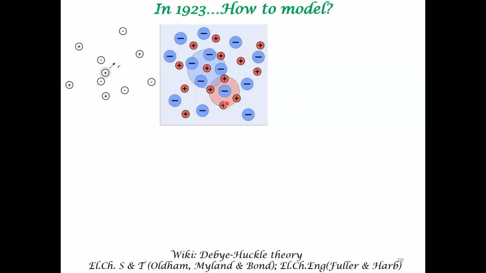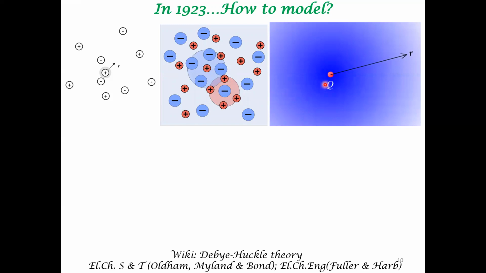The way Debye and Huckel, these are two different people, thought through this model is that they decided to focus their attention on a particular ion. Let's take this as a positive ion, which has a particular radius a.